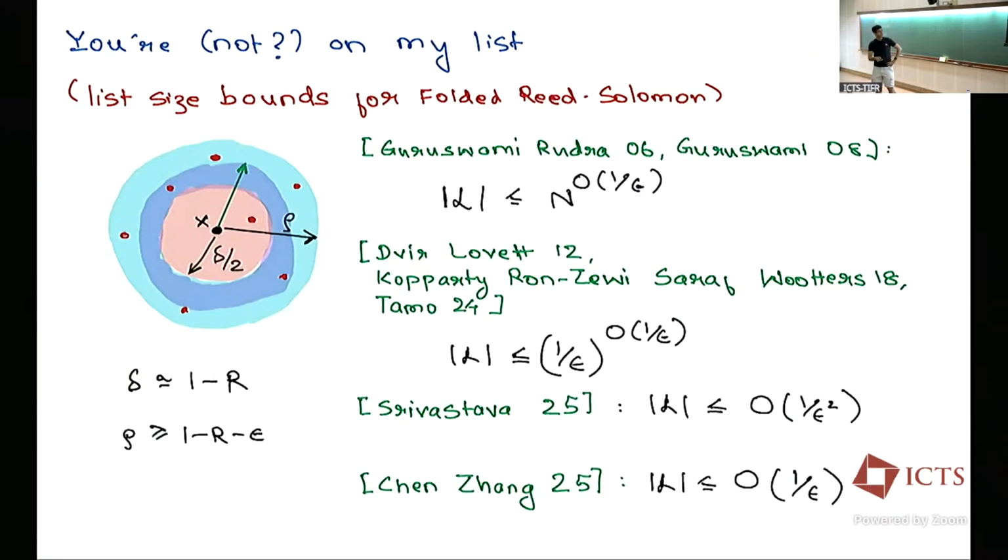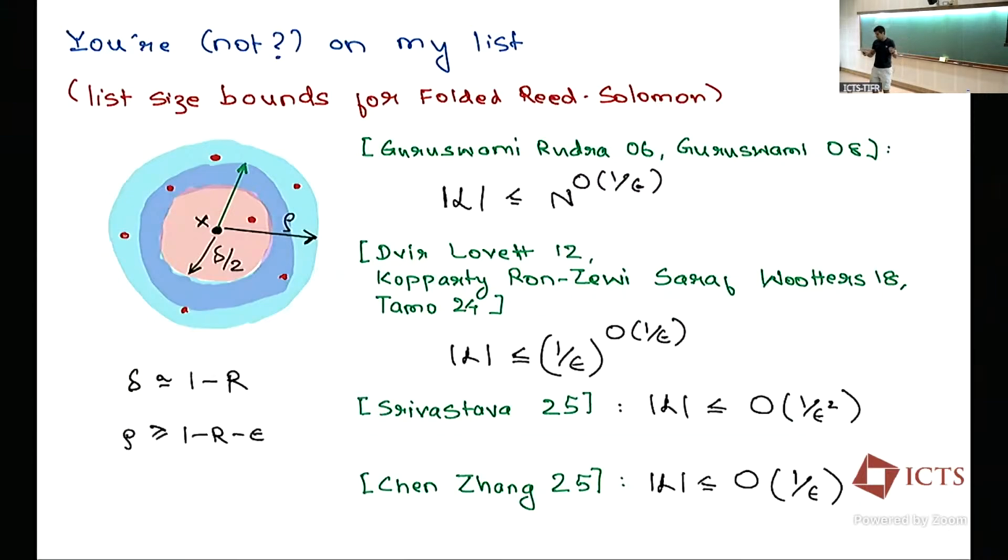And very recently, there have been dramatic improvements further. Shashank showed that the list size can be bounded by 1 over epsilon squared, and an independent result of Chen and Zhang shows that it can actually be made 1 over epsilon, which is asymptotically optimal, and I'll mention why. So we know the best possible list decoding radius and the best possible list size, and folded Reed-Solomon codes actually achieve both. Okay, so that's roughly an overview of what we know.